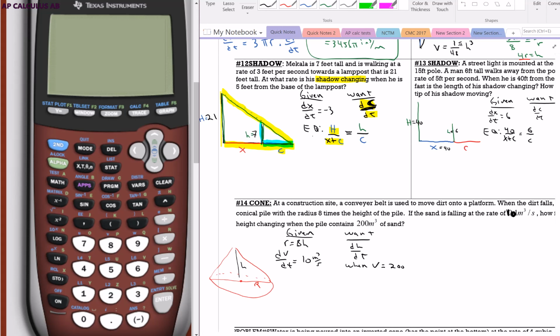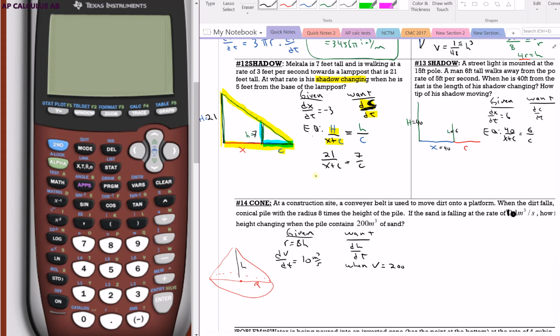And some of these things are constant, right? Like big H is constant. The height of the lamppost is not changing. It's not a tree. It's not going to grow bigger. And then little h is also constant. The height of Michaela, she's not going to grow at all right now, right? So that's also constant. So we can plug numbers in there. We're going to get 21 over x plus c equals 7 over c. And then just rework this equation so it's nicer.